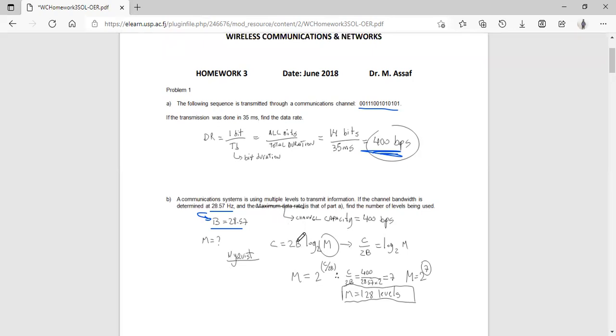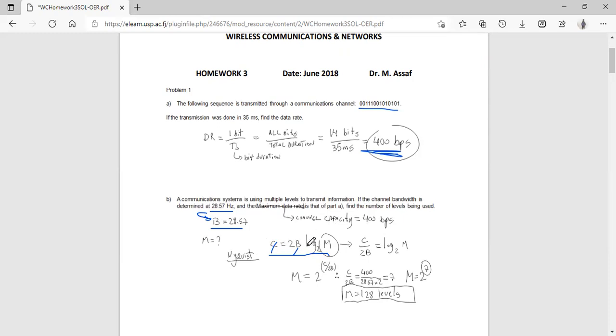We already know our bandwidth, given in the question, and the maximum data rate becomes my channel capacity. So in part A, we got 400 bits per second, and that becomes my channel capacity. Based on the Nyquist equation, we know our capacity and our bandwidth. Do we need any other value? No, we just need capacity and bandwidth in order to calculate M.